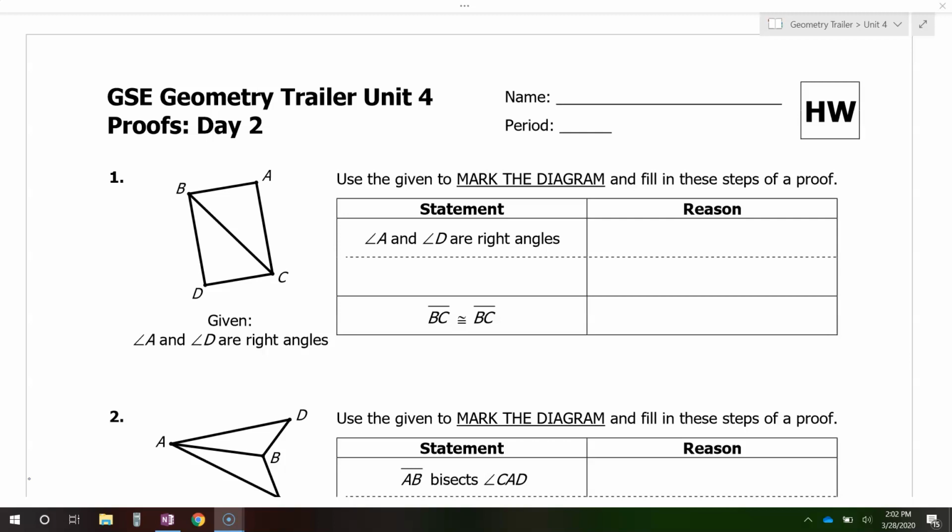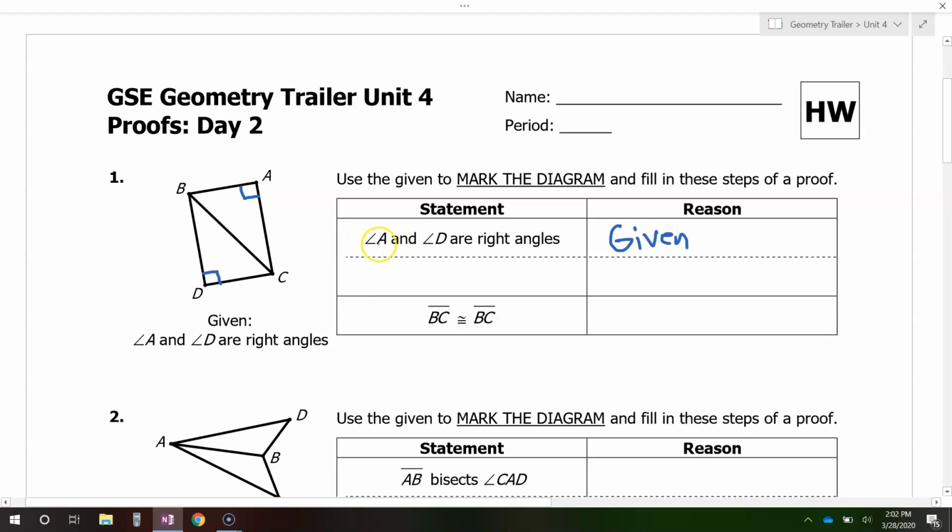And in this case, we're given that angle A and angle D are right angles. So we can go ahead and mark that on the diagram like this. And we can say that the reason is given. Now, notice I have this sort of dotted line here. And this is to connect these two statements together, because some statements always occur as a pair.